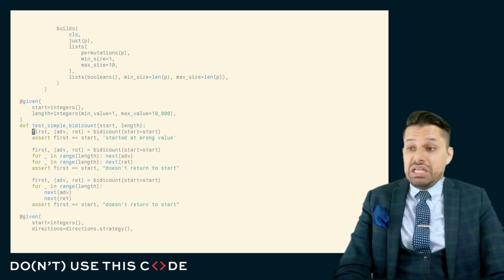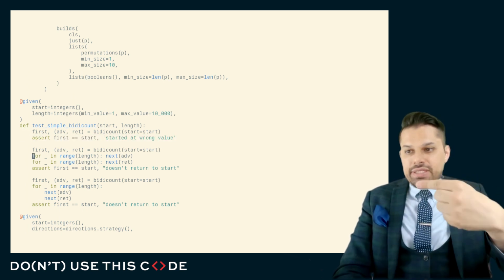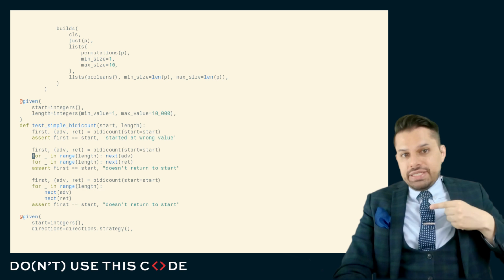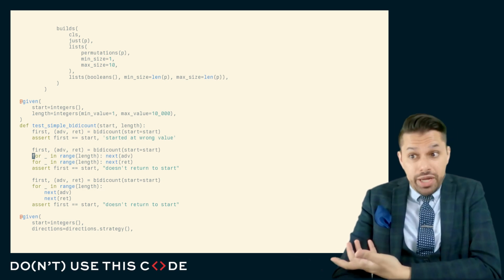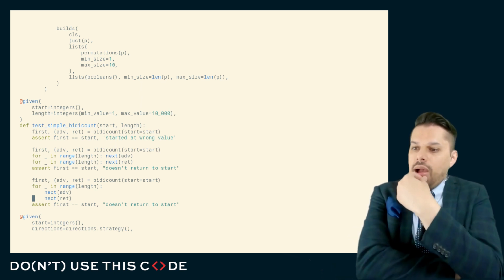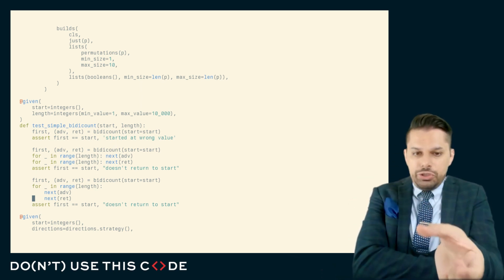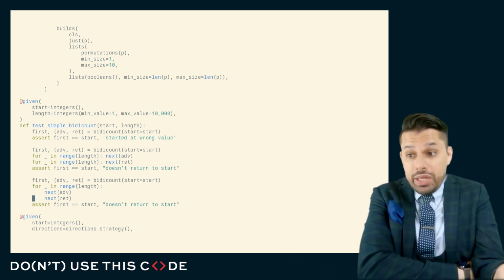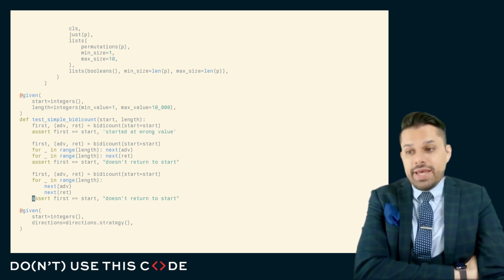I just see if I start at the right value. That's a good test. I just advance some number of times and then retreat some number of times, and I see if I got back to where I started. That's a great hypothesis test. Or I advance and then retreat, advance then retreat, advance then retreat, and make sure I didn't go anywhere. That's another great simple test.